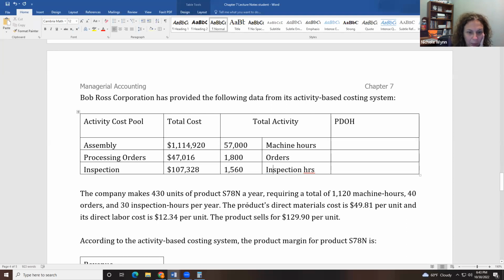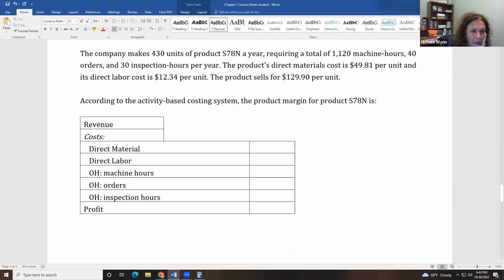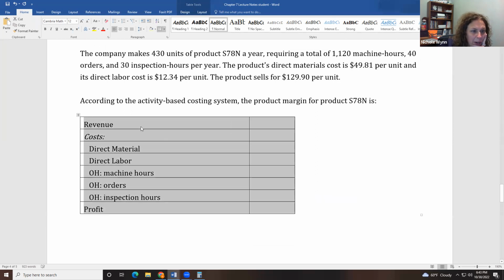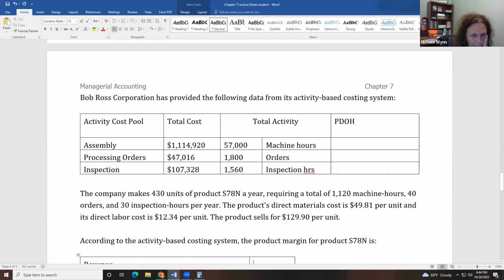And so then we have direct material, direct labor, and we know what we sell the product for. And what I want to do is come up with basically a product margin, like profits. So what I'm looking at is how much is the revenue and how much are all the costs, so I can come up with a number that is profit. Okay, so let's start off with our revenue.